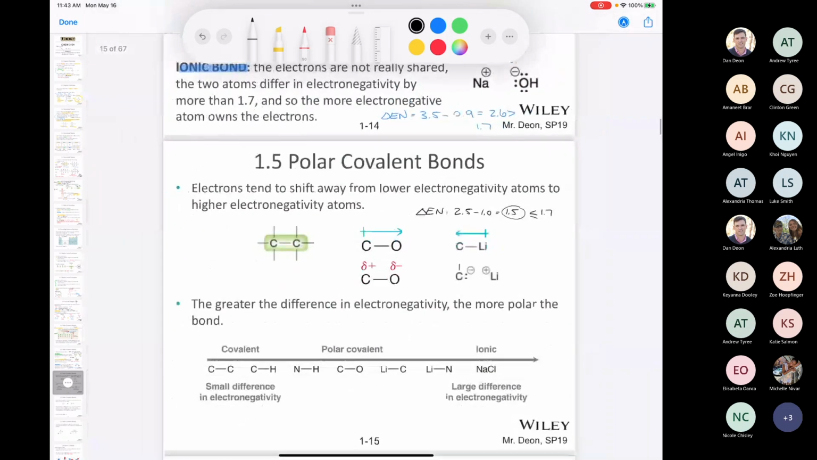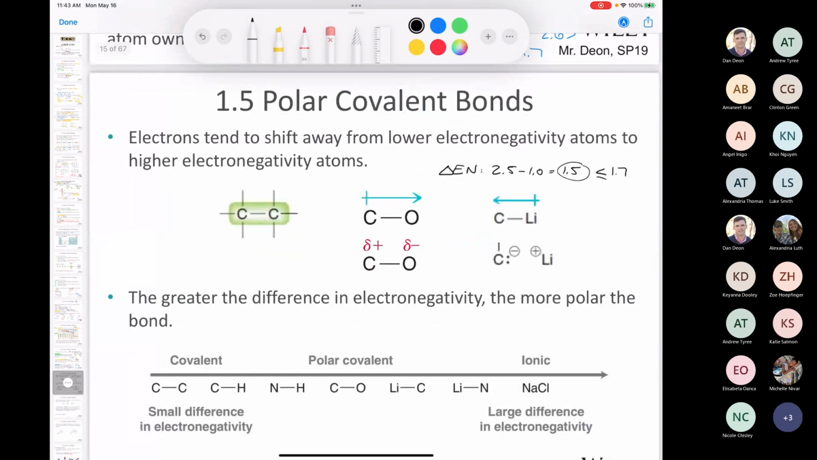So sometimes we'll look at a bond that, if we were to take the rules as hard and fast, we'd say, well, that bond is going to be covalent. And in some circumstances, we'll treat that bond as if it were ionic. Now, if you're wondering, are you going to try to fool me with that on the first quiz? The answer is absolutely never. I would not do that on the first quiz.